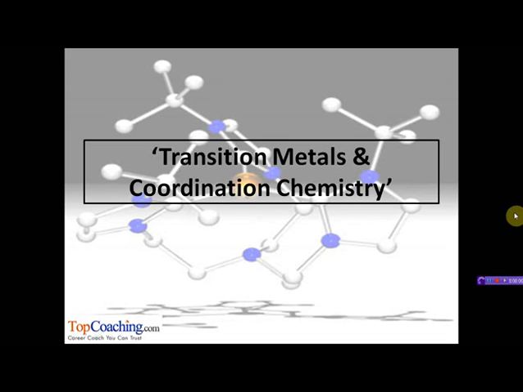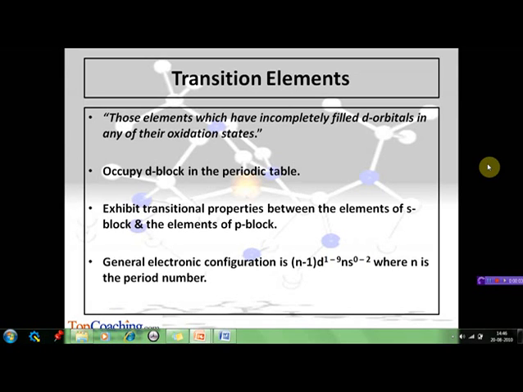Let's start with our next session today, that is transition metals and coordination chemistry. Transition elements can be defined as those elements which have incompletely filled d orbitals in any of their oxidation states. They occupy the d block in the periodic table. Since they exhibit transitional properties between highly reactive elements of the s block, which form ionic compounds, and the elements of the p block, which mainly form covalent compounds, hence the name transition elements.